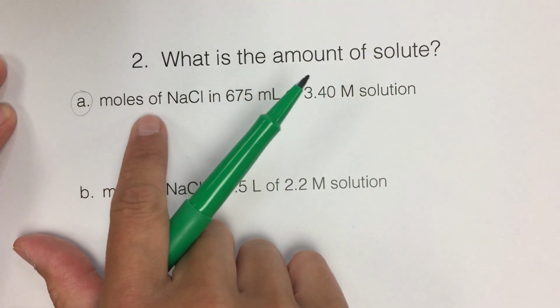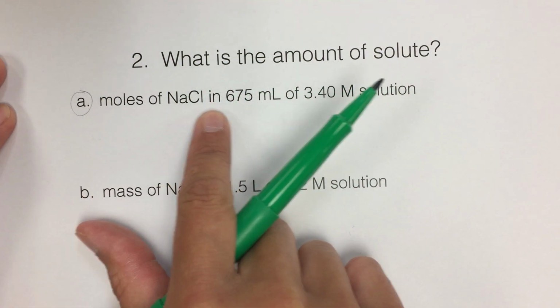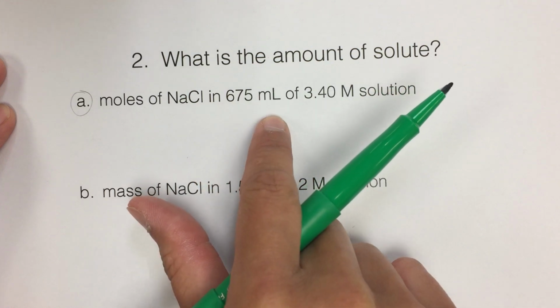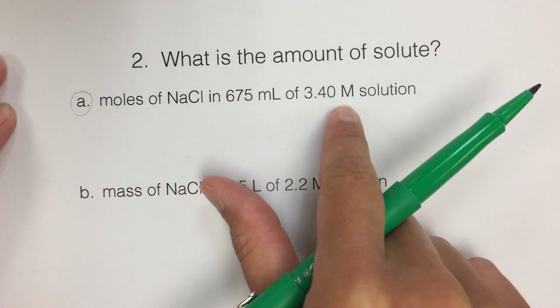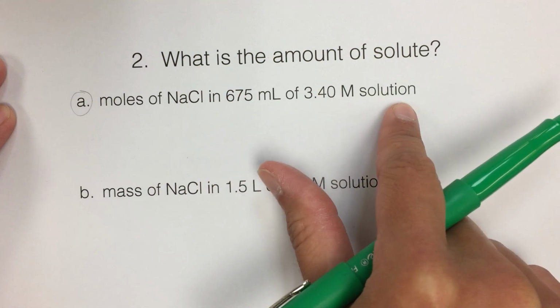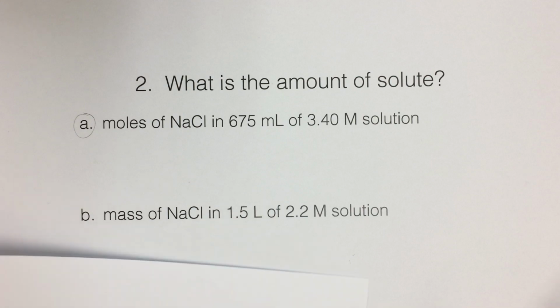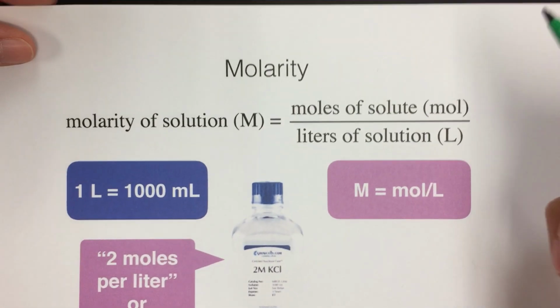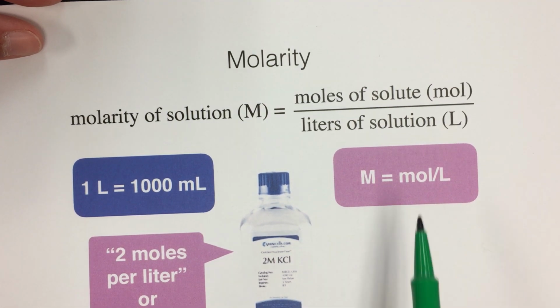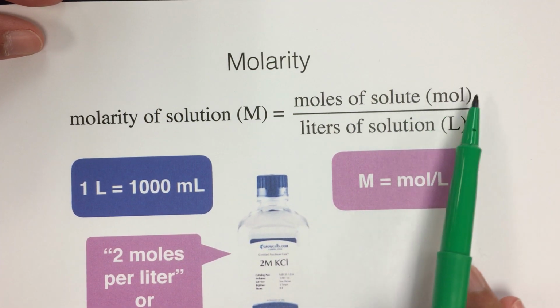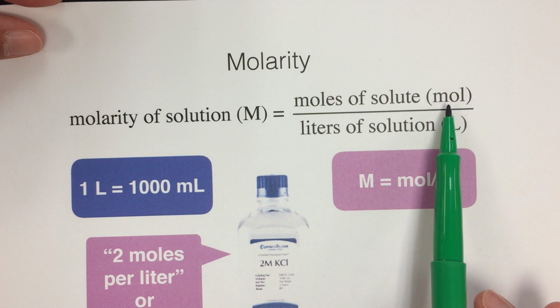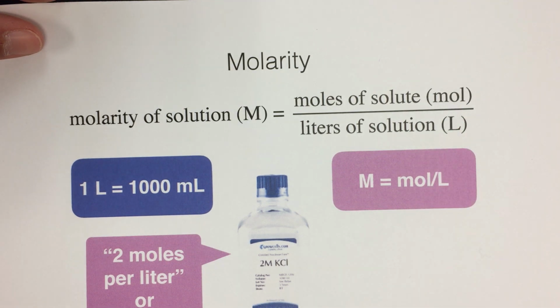And we want to figure out the moles of sodium chloride that are in 675 milliliters of 3.40 molar solution. So again, going back to our notes, this type of problem, we're trying to figure out the amount of solute. We want an amount. And if we look here, the amount is going to be something on top here. From molarity, it will be moles, but it could ask us for grams.